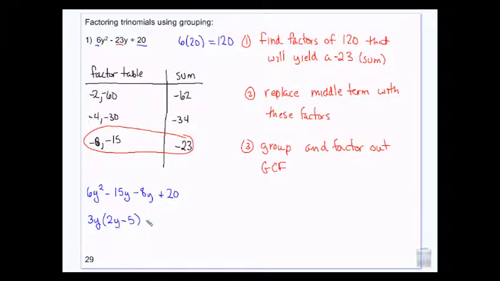And then 8 and 20 will both divide by 4. And I get negative 2y plus 5. And my numbers match, but my signs are wrong. So if I change this to a negative 4, then that gives me a positive 2y and a negative 5. And now they match.